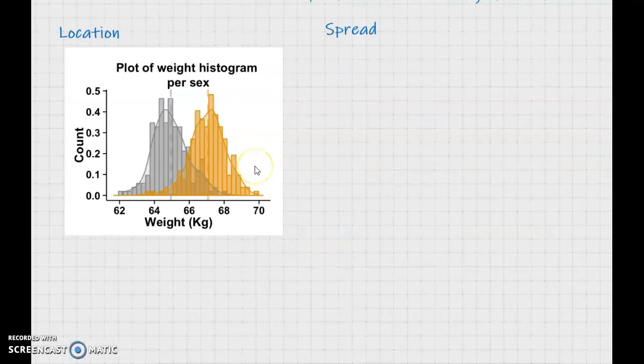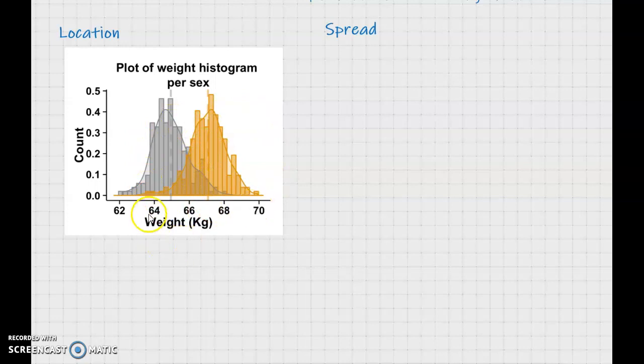Okay, here's another histogram. You can see in this, just for a bit of practice, that the data is approximately symmetrical. If you look at the grey, it's more or less a mirror image, likewise with the orange. Now I think the grey represents females and the orange represents males. And you can see as a general rule, males are heavier than females.